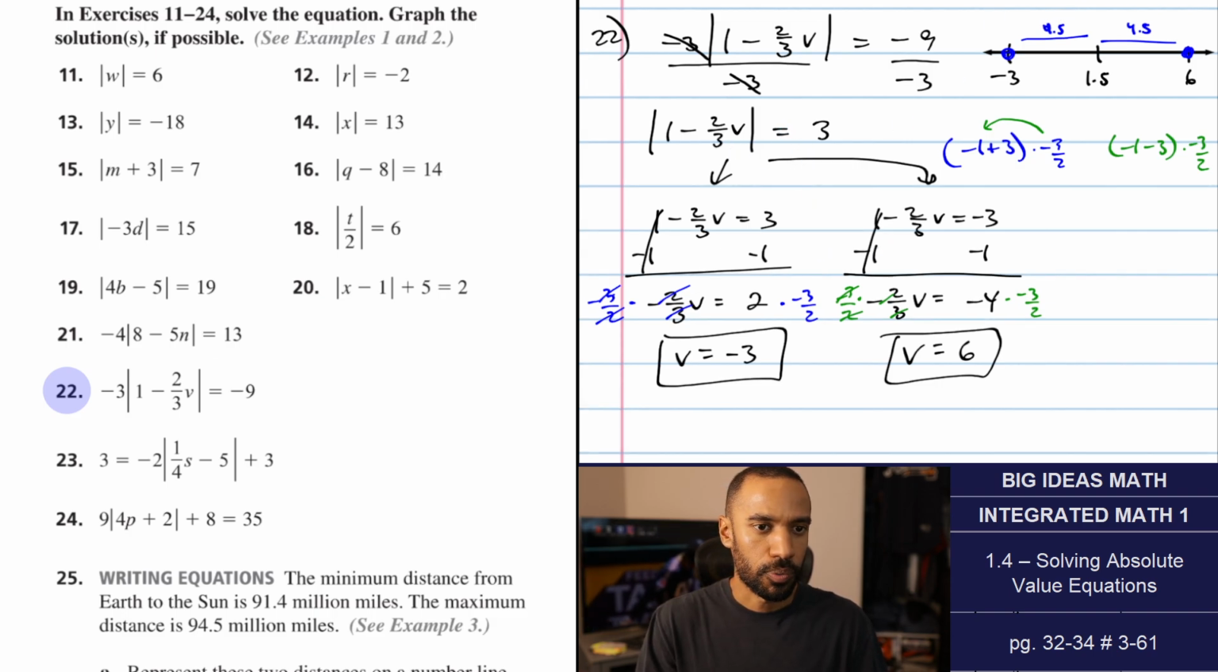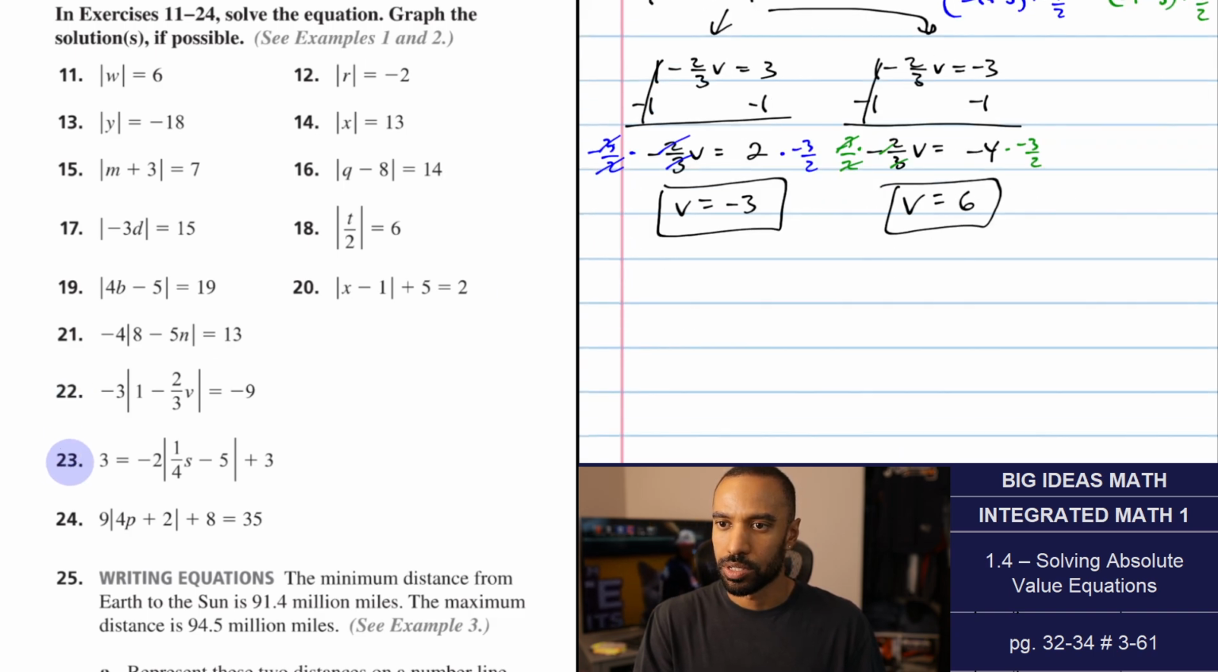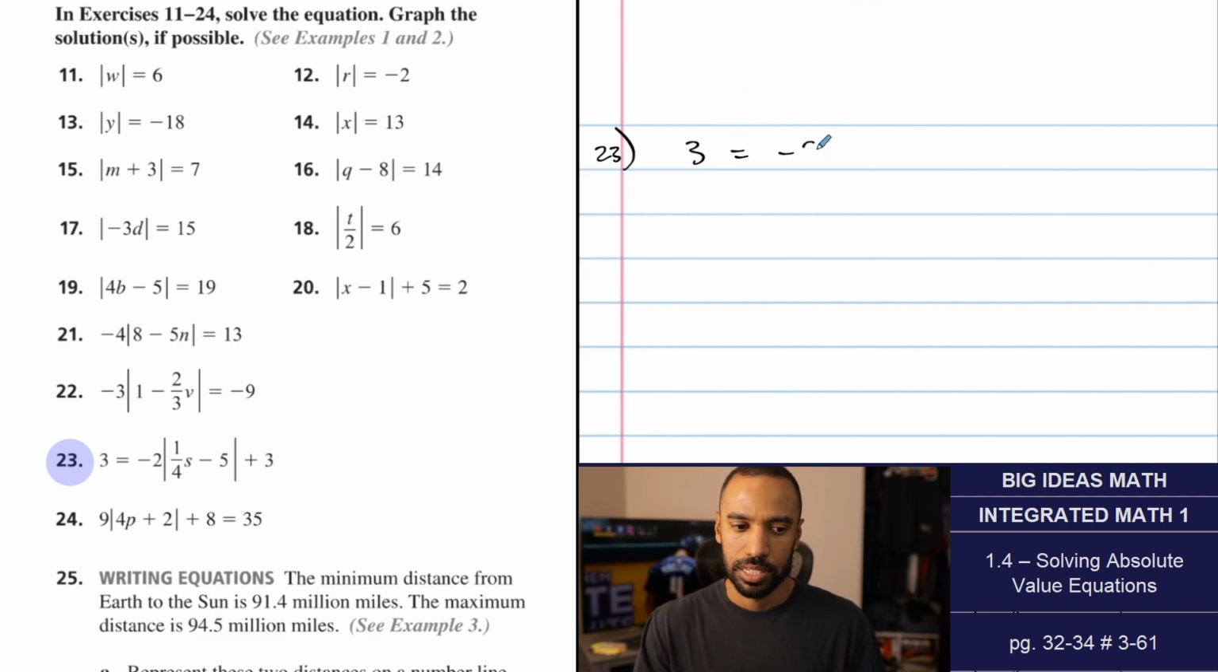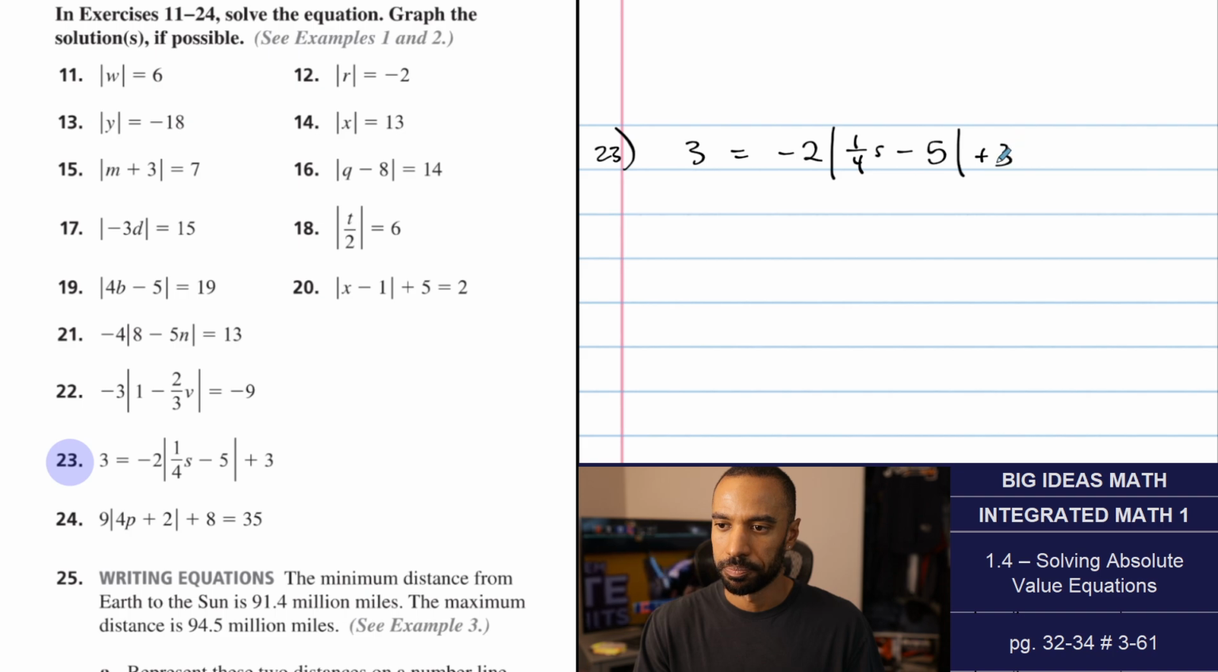Okay, number 23. You have 3 equals negative 2 times the absolute value of 1/4 s minus 5, plus 3. I want to get the absolute value by itself, and it's going to take 2 steps to do it, right?